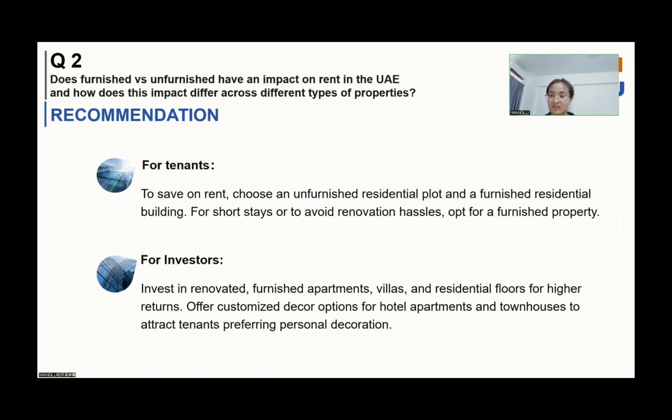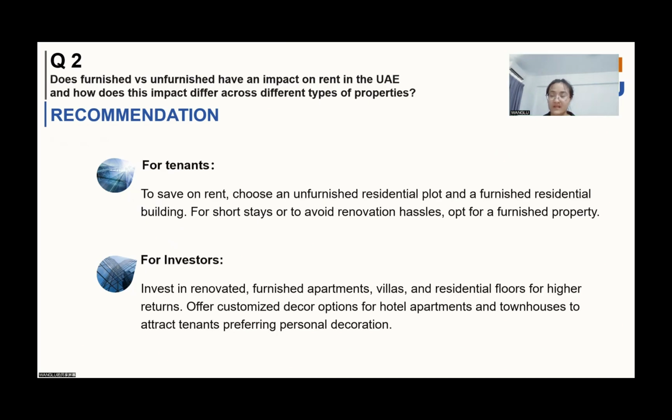And the next suggestion for tenants to save on rent: choose unfurnished retail slots and unfurnished buildings to enjoy low rents. For short-term people who live for a short period of time or are not willing to spend time or effort on design and decoration, choosing a furnished house is more comfortable.